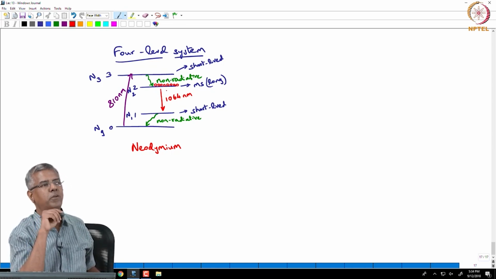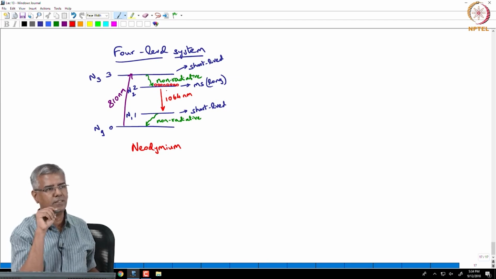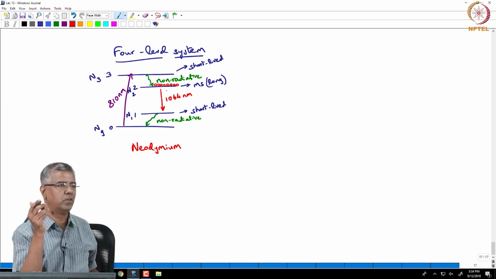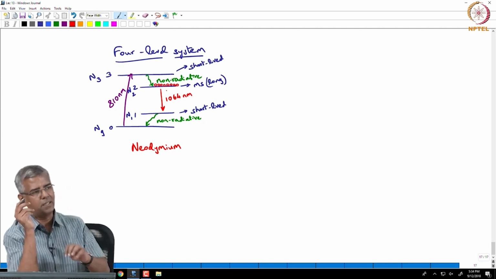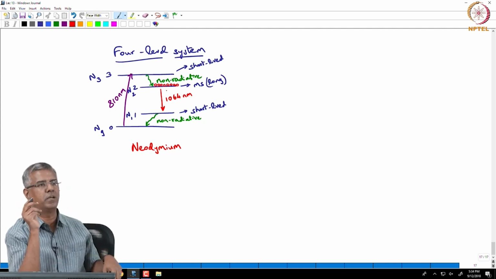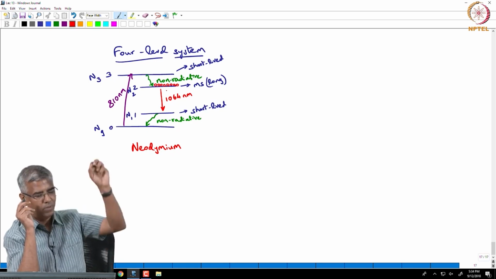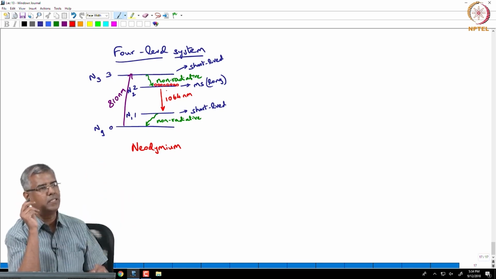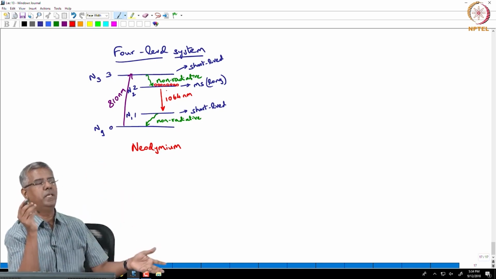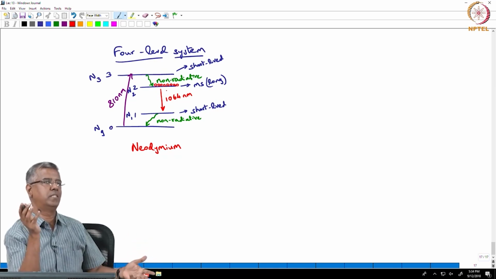What can you say about N1? N1 is typically 0. Why? Because anything that comes to N1 is immediately going to the ground state. So, N1 is practically 0 most of the time, right. So, any single atom that goes to the energy level 2 is immediately available as inversion.